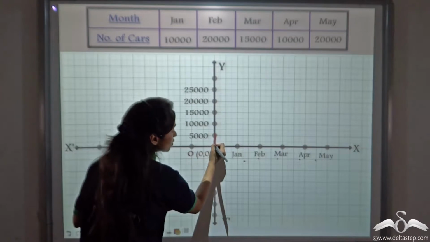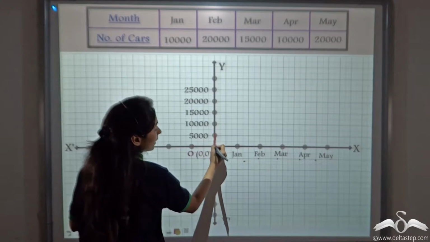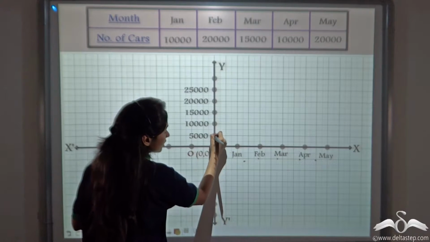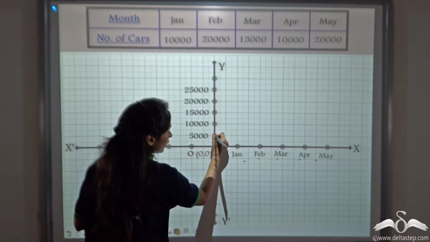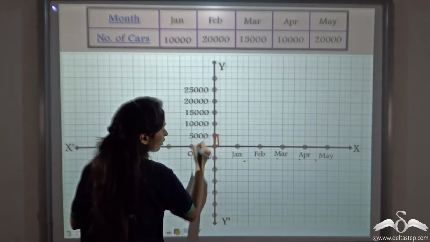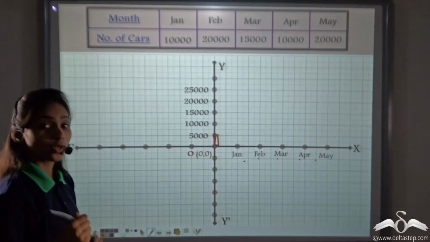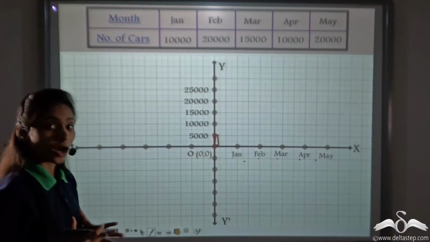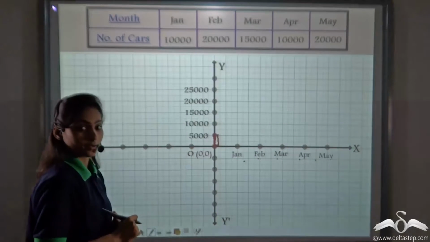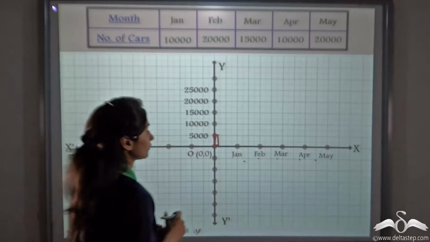Now you don't have to show each box. You can just denote that from this point to this point, this area denotes 5,000. Now for that you need to write the scale so that the teacher understands what you are writing. So how will you write the scale here? Let's write.